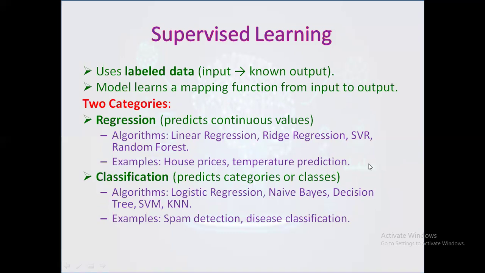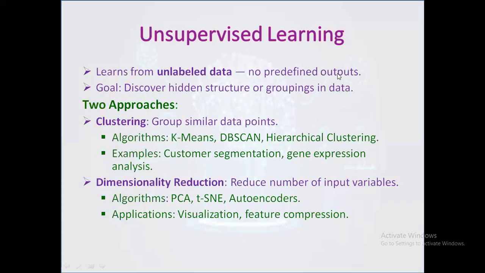If you want to know the detailed discussion, that we have discussed in the previous lectures, you can see that. And classification predicts categories or classes. The algorithms used in this case are logistic regression, naive Bayes, decision tree, SVM, and KNN. The main applications are spam detection and disease classification.